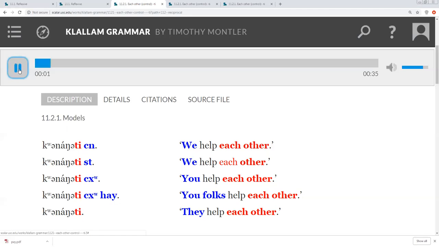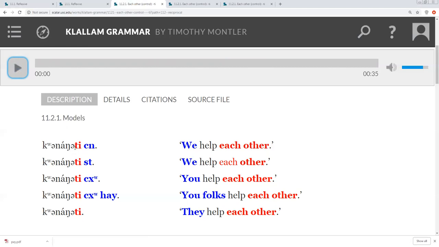We help each other. We help each other. You help each other. You folks help each other. And then they help each other. The form of the control each other suffix is t, and that's this right here in red.